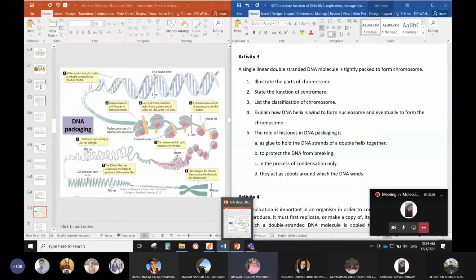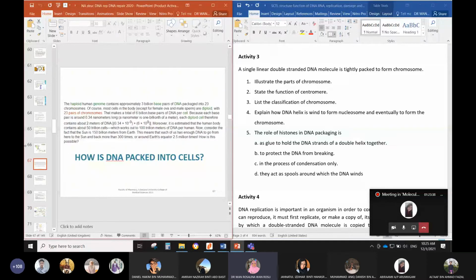So that is some of the process to produce the nucleosome. But then after that, the nucleosome itself would form a loop. From the nucleosome, it would form the spindles that we have mentioned, and then it would produce the 30 nanometer fiber, and then it would loop more tightly, and then eventually it would produce the chromosome.